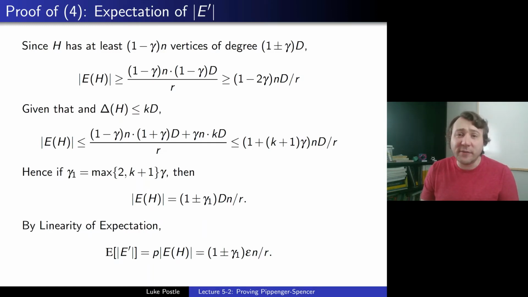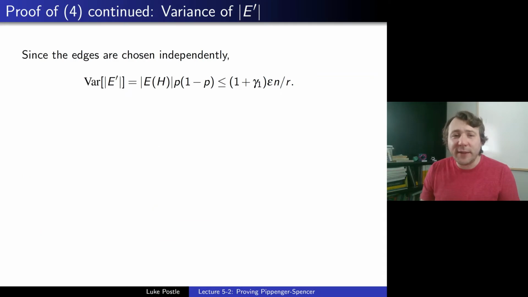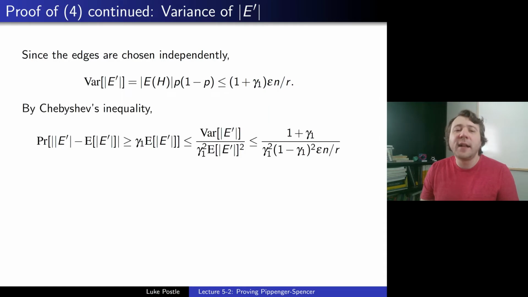Now we turn to the variance and Chebyshev's inequality to show that actually it's with high probability close to that. So what about the variance of E prime? Since the edges are chosen independently, the variance of E prime is the sum of the variances, which will be E of H times p(1 minus p), which is of course at most pE of H, which is at most (1 plus gamma 1) epsilon n over r from previous calculations. And then by Chebyshev's inequality, what's the probability that E prime is far from its expectation? So let's say at least gamma 1 of the expectation away.